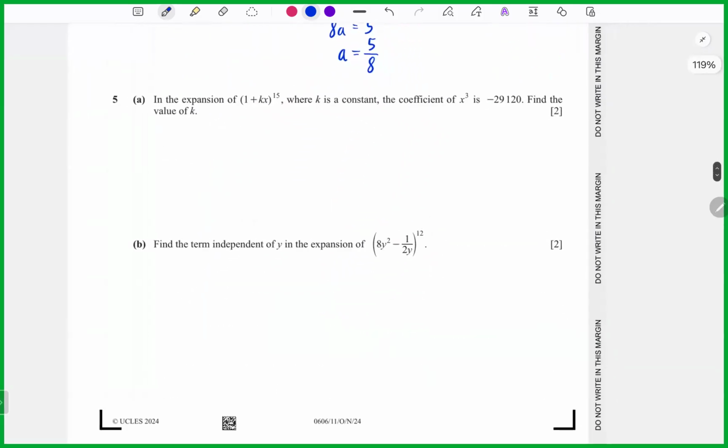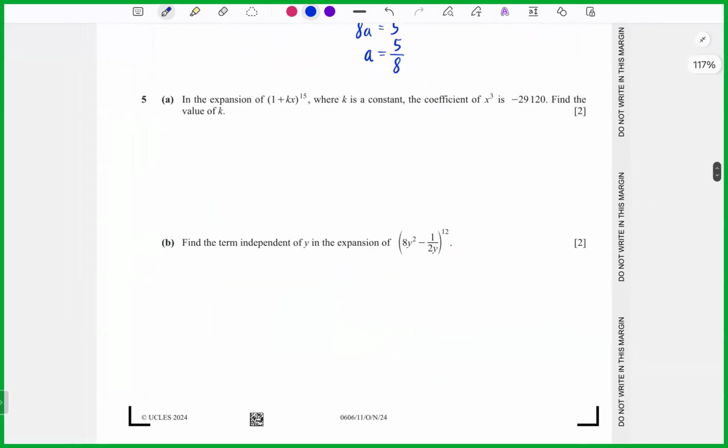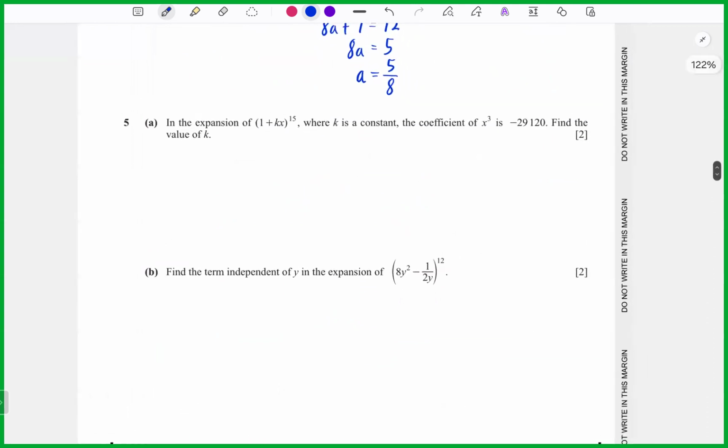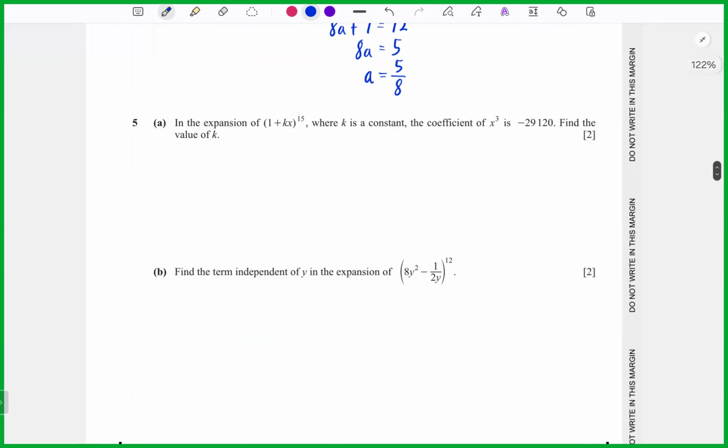Let's look at question 5b. In the expansion of (1 + kx)^15, where k is a constant, the coefficient of x cubed is negative 29,120. Find the value of k. When you do this question, please memorize the formula.